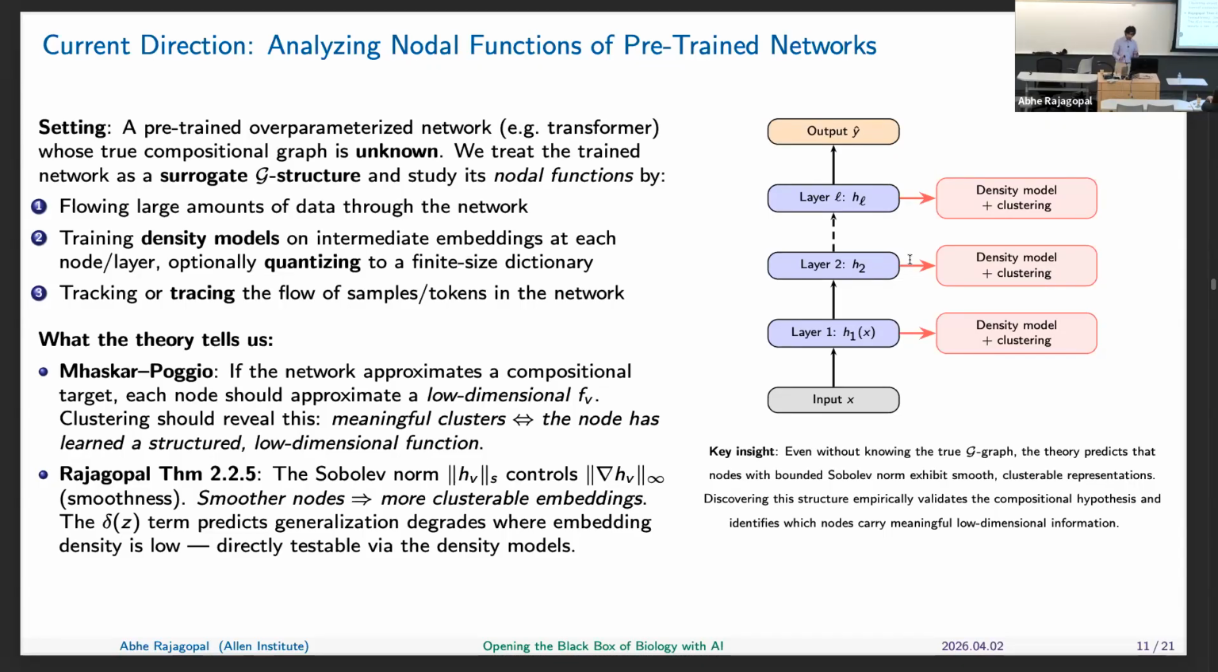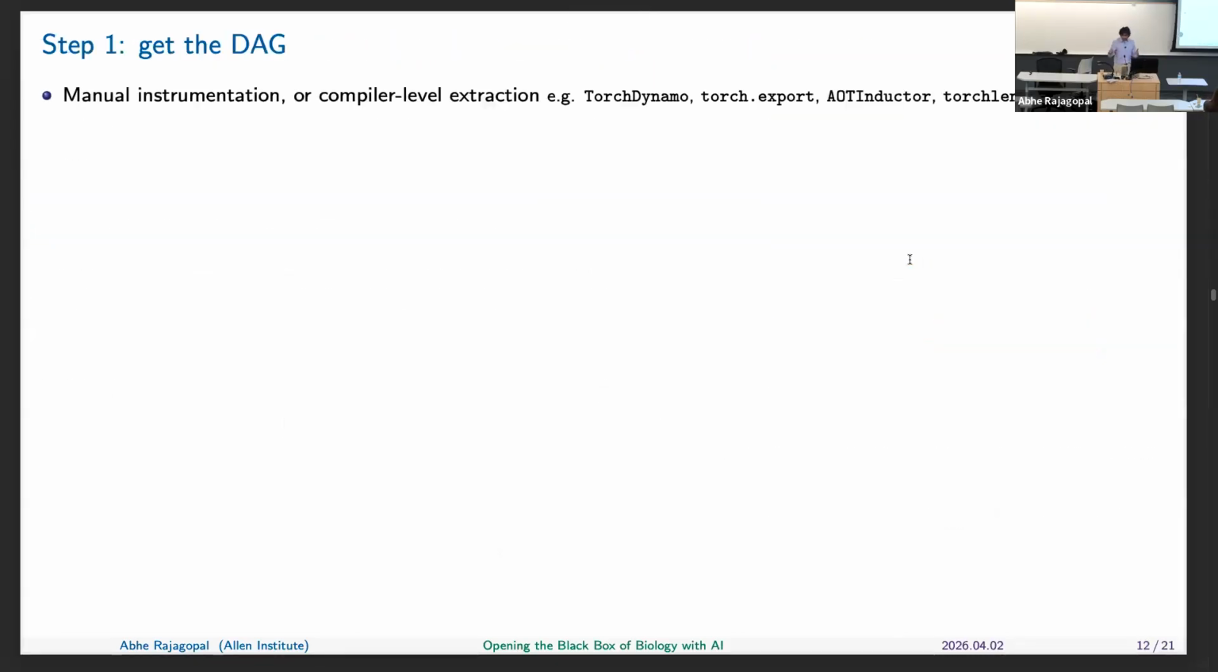Okay, so the question is, how do you do this practically for models that we care about? Well, the first step is to get the DAG of the actual function.